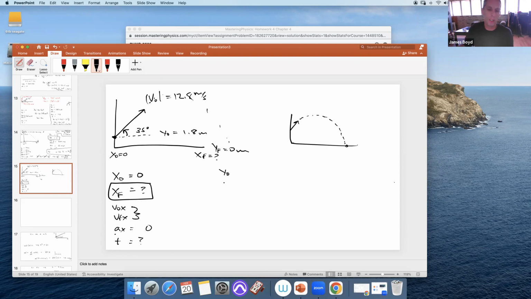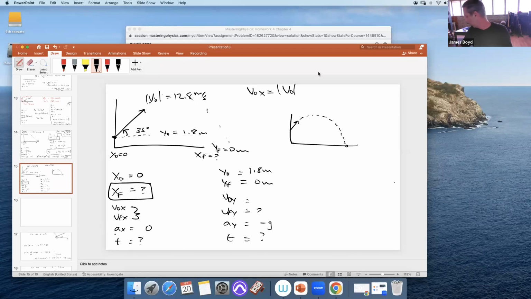Now, Y initial, Y final, V initial of Y, V final of Y, and A of Y, and T. Y initial was 1.8. Y final will be 0 when it hits the ground. T is unknown. Y final is unknown. Now V initial of X is V naught cosine of the angle, or 12.8 cosine of 35. V initial of Y is V naught sine, or 12.8 sine of 35.